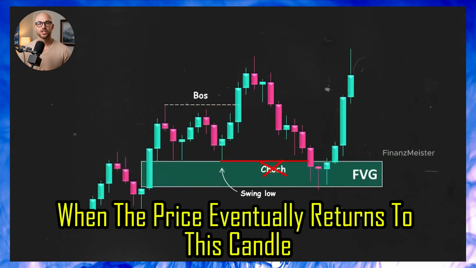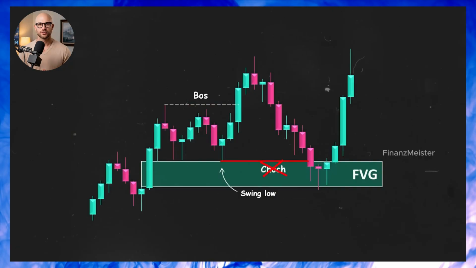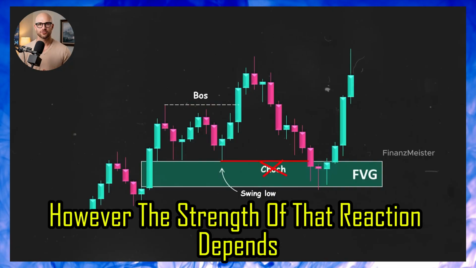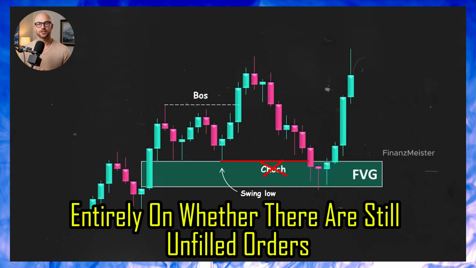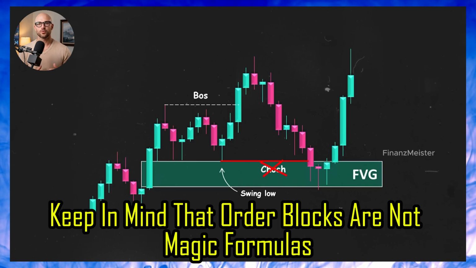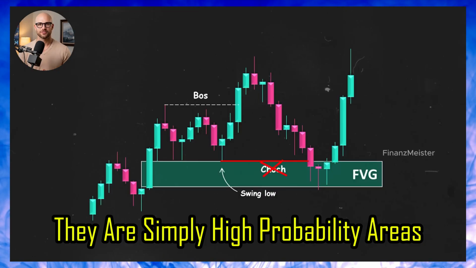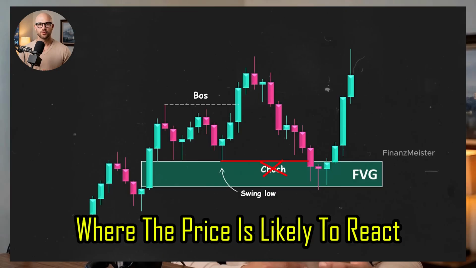When the price eventually returns to this candle, there is a very high chance of a reaction. However, the strength of that reaction depends entirely on whether there are still unfilled orders sitting inside that block. Keep in mind that order blocks are not magic formulas that work 100% of the time. They are simply high probability areas where the price is likely to react.